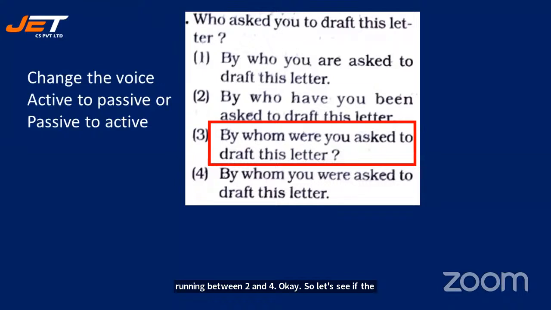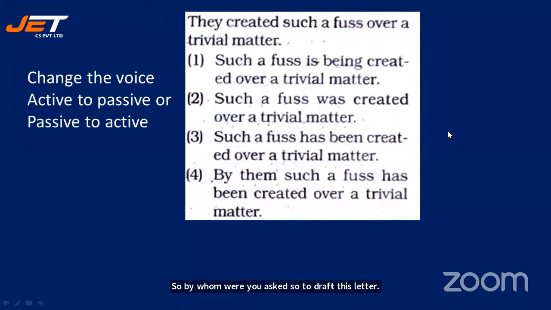Students, one thing you should read the sentence again and again and find out the connectivity. All right. So when the question is being asked in active, you have to give your answers in the passive. All right. So by whom were you asked to draft this letter? See, who asked you to draft this letter? So by whom were you asked? So to draft this letter. All right. Yes. See the next question.